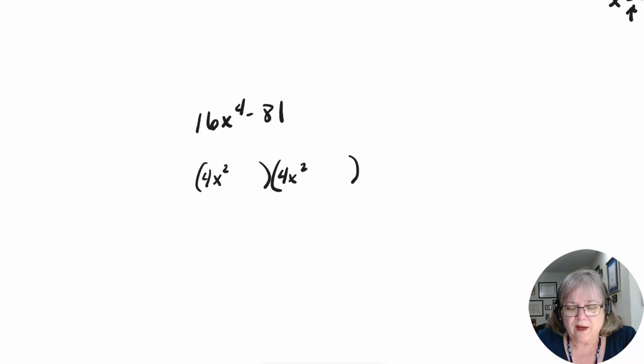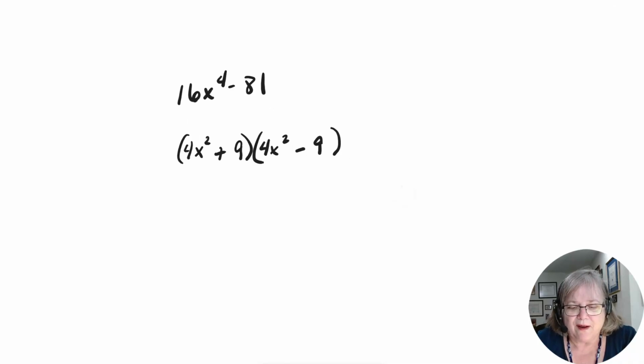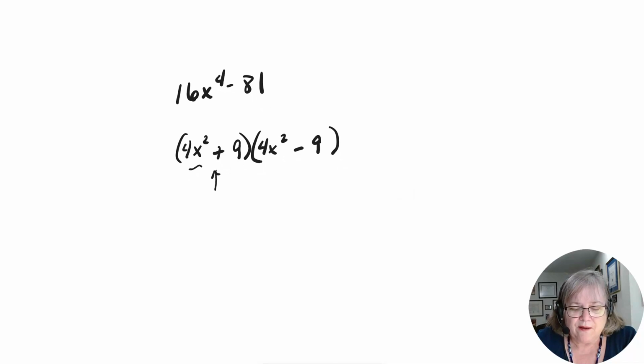And the square root of 81 is 9. And one's plus and one's minus, or minus plus. Okay, however you want to do it. Now, this factor right here, there's nothing in common to factor out that I might have missed between a 4 and a 9.